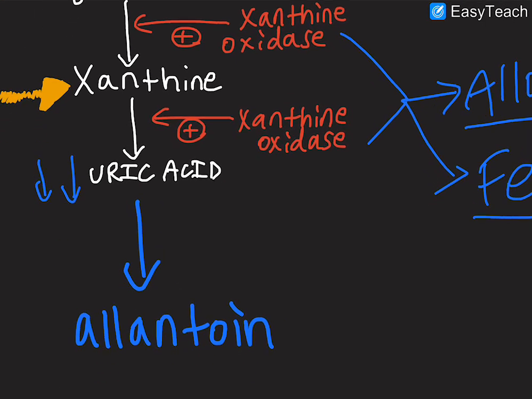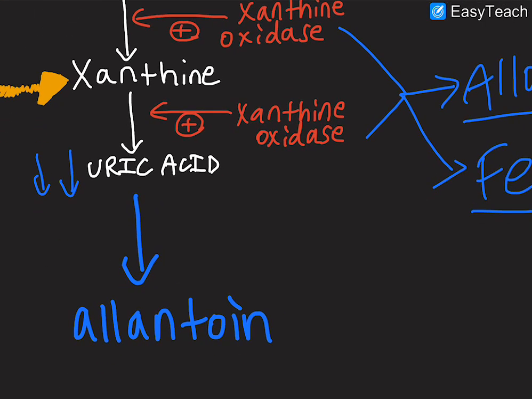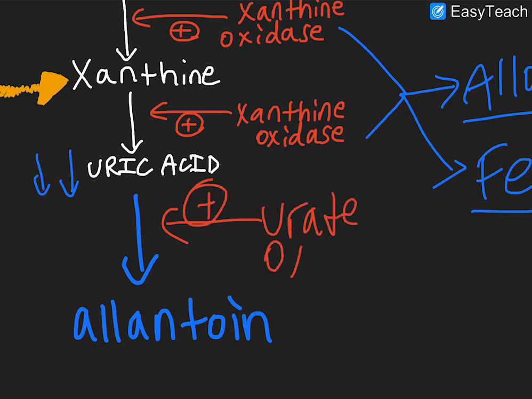And then lastly, an enzyme I want to mention first: when you produce uric acid, you can also convert it, not in humans, because of this enzyme. There's an enzyme that can convert uric acid into allantoin, and this enzyme is called urate oxidase. But urate oxidase is not present in humans.